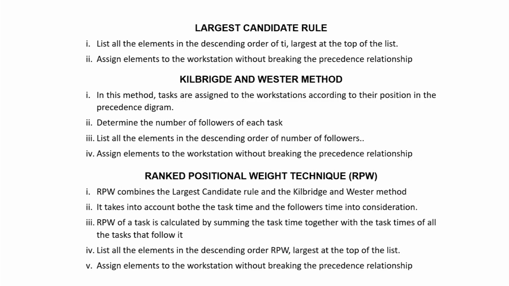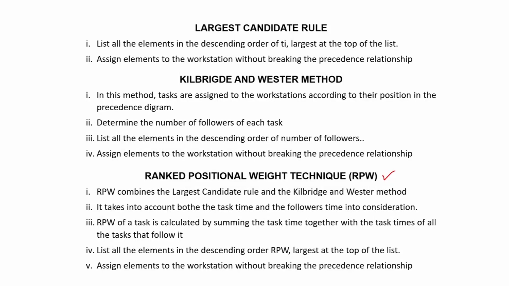I am explaining 3 techniques here, and we will start with the ranked positional weight. The first technique is the largest candidate rule. In this technique, we list all the elements in descending order of Ti. That means the element with the highest task time is put at the top, and the element with the least time is at the bottom. So the priority is to first assign the element with the largest time. Then assign elements to the workstation without breaking the precedence relationship. In any case, we cannot break the precedence relationship. I cannot do something unless some other activity has been carried out.